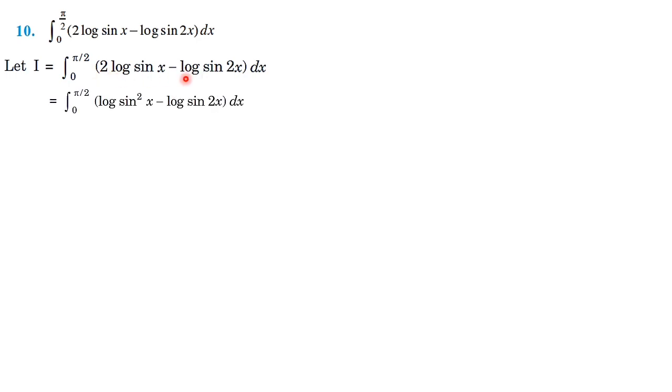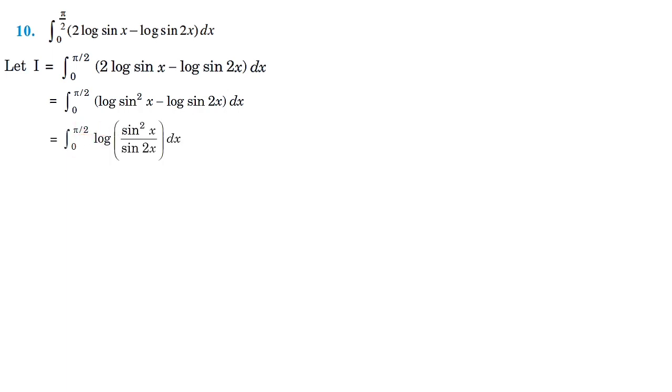Now a little bit of arrangement we have to do. Integral 0 to pi by 2 log, this is m log n, which is equal to log n power m format. That means this 2 will come as a power of this one. So log sine square x. This is in the form m log n, so the answer will be log n power m. So this 2 will come as a power of sine. So log sine square x minus log sine 2x dx.